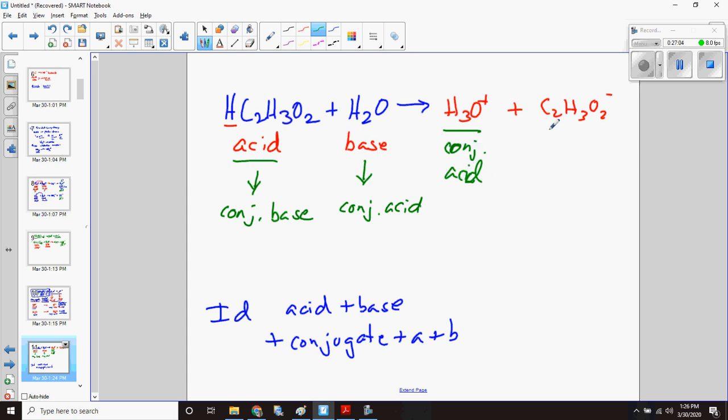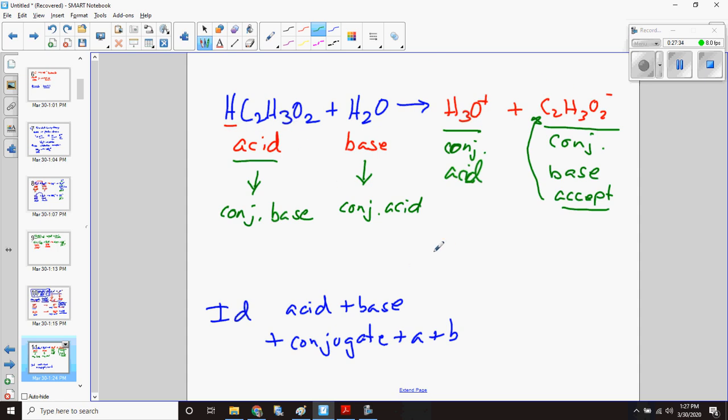The acetate ion, C2H3O2 negative, has to be my conjugate base. So ask yourself, why does this thing have to act like a base? Bases are things that accept protons. Does this thing have any spot on here where it could possibly accept a proton? And you could probably say, well, yeah, if it grabs a proton back, it could act just like the acid that it started with, right?